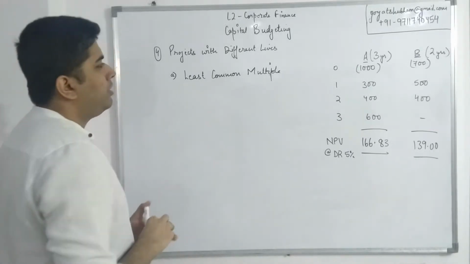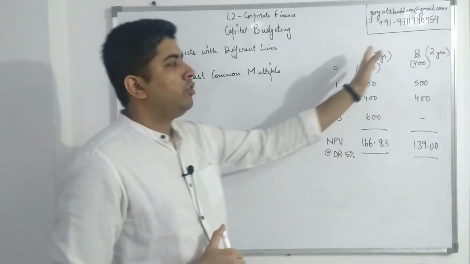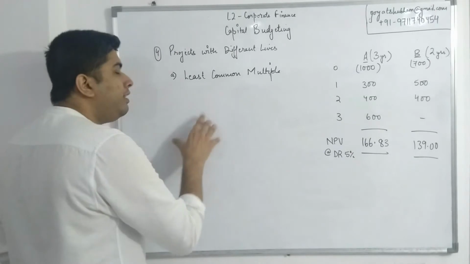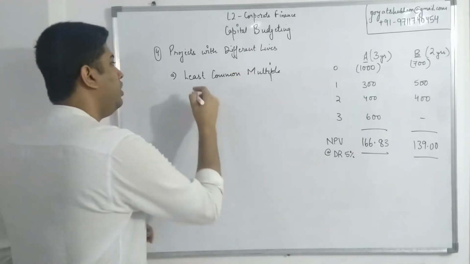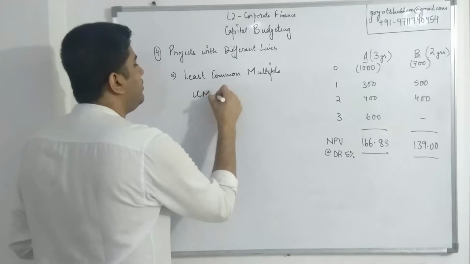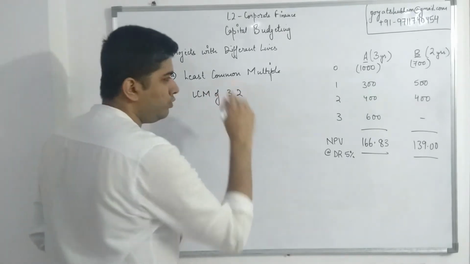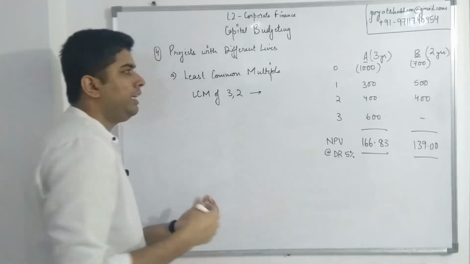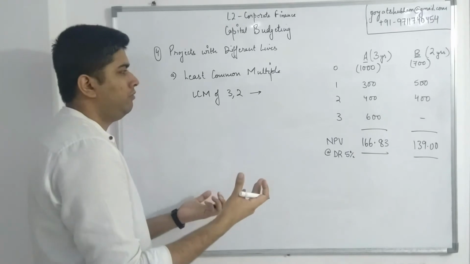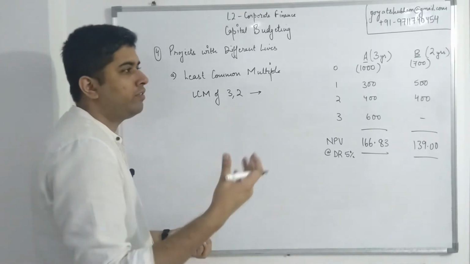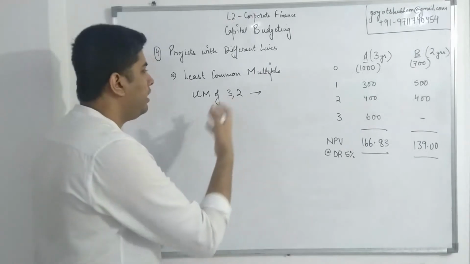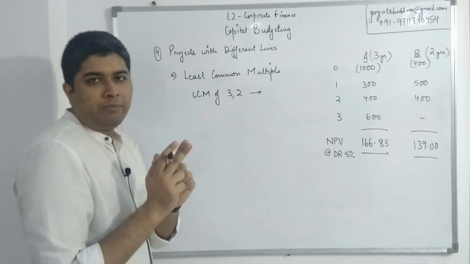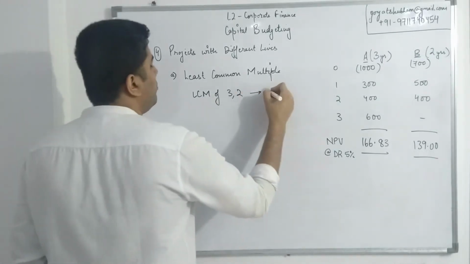The least common multiple approach says that out of the two projects A and B, one is for 3 years and the other is for 2 years, so what is the LCM of the life of both projects? What is the LCM of 3 and 2? From basic mathematics, the least common multiple is the multiple that 2 and 3 have in common. The multiples of 2 are 2, 4, 6, 8, and so on. The multiples of 3 are 3, 6, 9, and so on. Wherever we get the first common multiple, that is the LCM. So the first common multiple is 6.